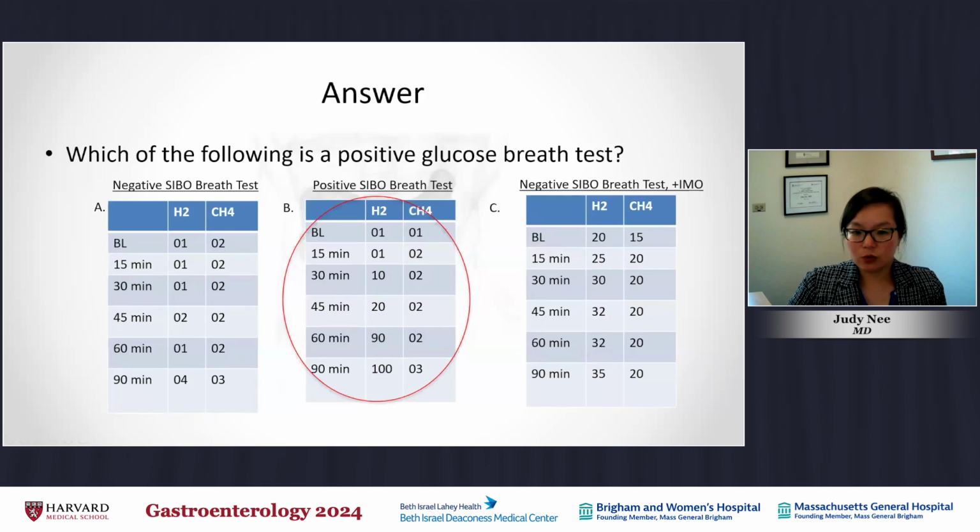So the answer to this question is B. B is a positive SIBO breath test. Choice A is a negative SIBO breath test because both hydrogen and methane are flat. And choice C is actually a negative SIBO breath test because the hydrogen does not bump, but there is evidence of intestinal methanogenic overgrowth.